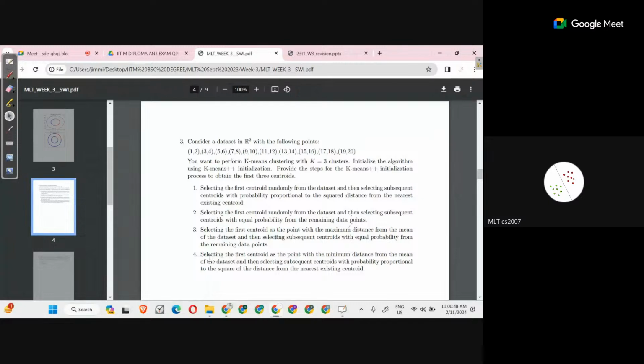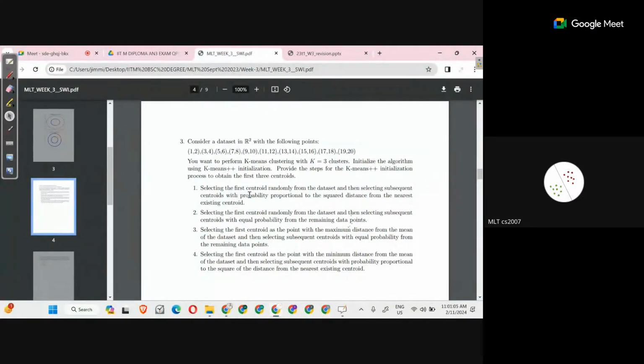So see, here, the first point would be randomly selected. Yes, so option 4 and 3 are directly wrong. So options 3 and 4 we do not have to look at. Let's talk about options 1 and 2.